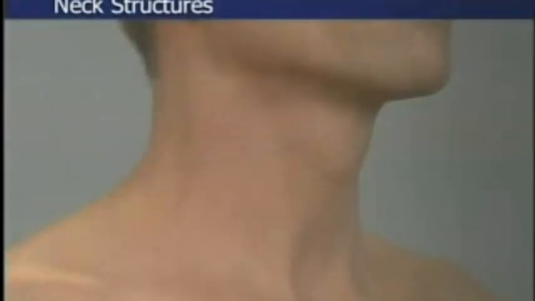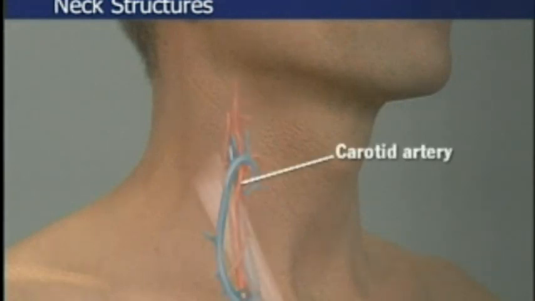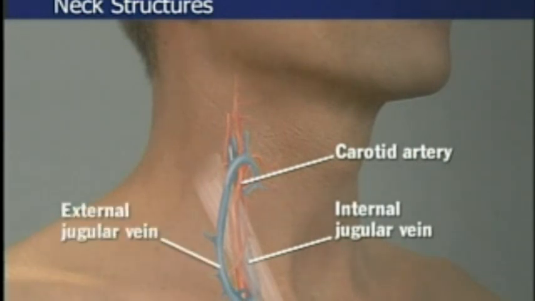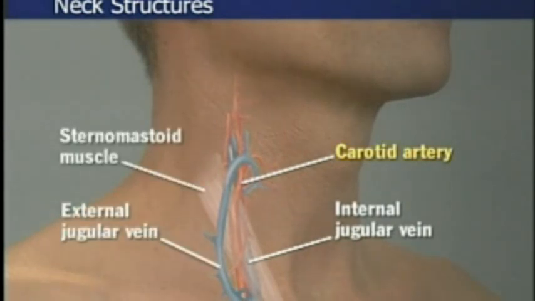With the patient's health history in mind, you are now ready for the examination. Before beginning, let's review the three key cardiovascular structures in the neck: the carotid artery, the internal jugular vein, and the external jugular vein. The carotid artery is deep to the sternomastoid muscle. The internal jugular vein lies beneath the sternomastoid muscle, adjacent to the carotid artery.